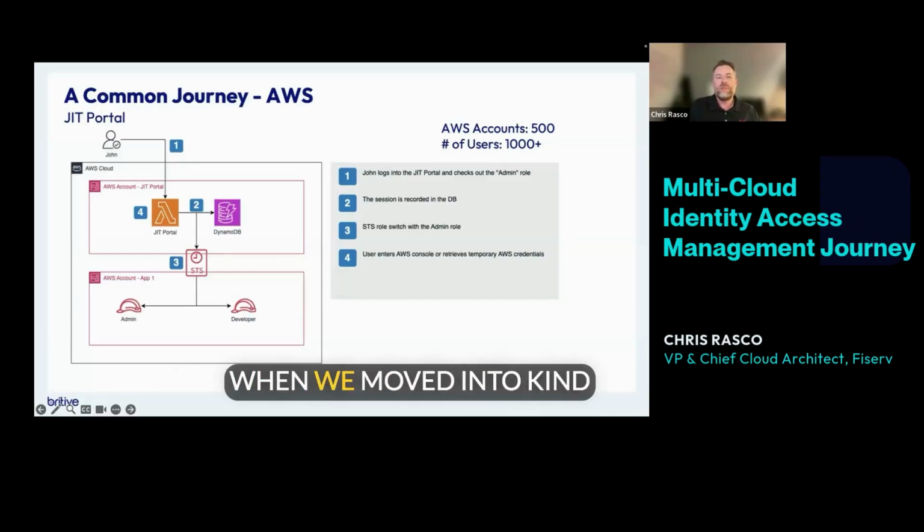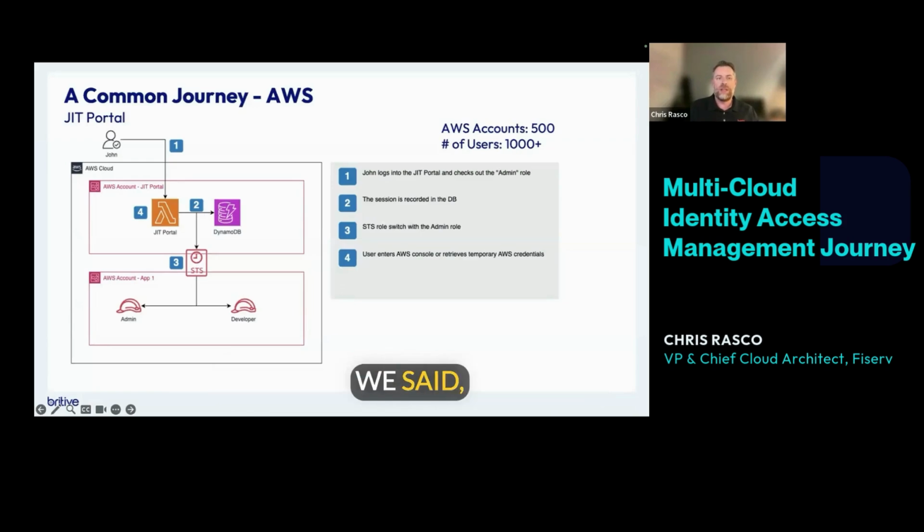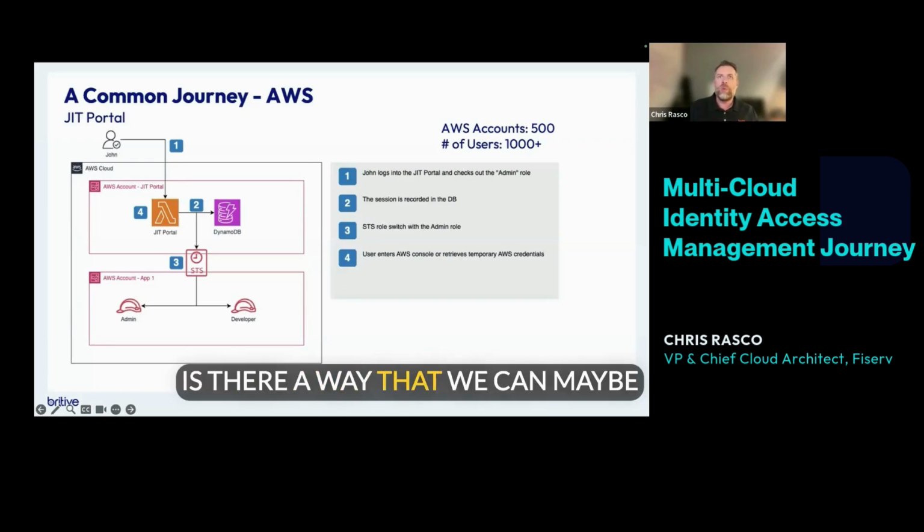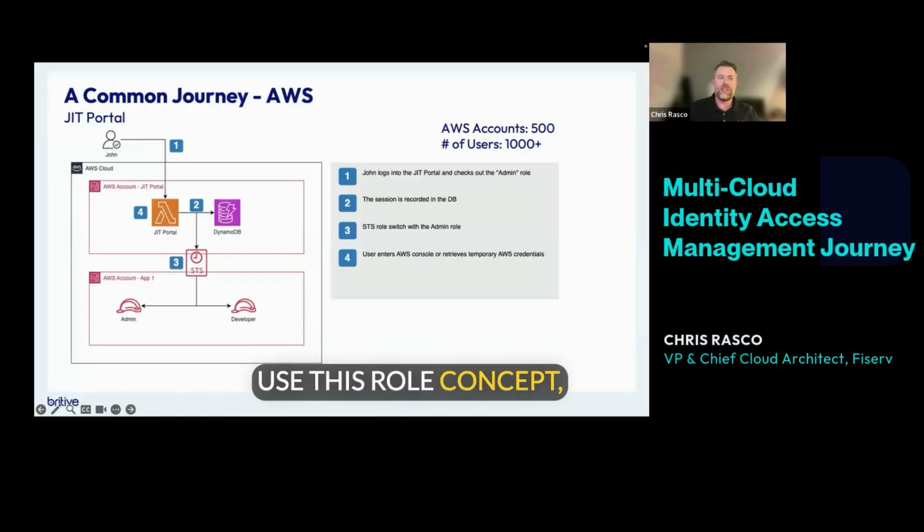And so when we moved into this third phase of our identity journey for AWS, we said, is there a way that we can use this role concept and the STS service to create something that's not long-lived, that's more ephemeral, and something that only exists when the users need to take action? And so we designed this tool internally. It did have a name, but we'll refer to it as our JIT portal, our just-in-time portal. And it really changed the workflow for our users.